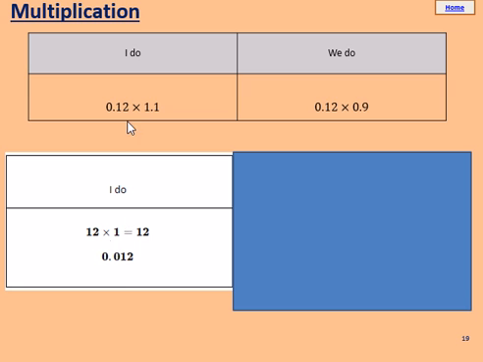Please ignore this. The answer to this is 0.132. Do 12 times 11 and then divide by 1,000. Please pause the video and move on to the we do. You're going to try the we do by doing 12 times 9 and then using your skills from yesterday's lesson to work that out.